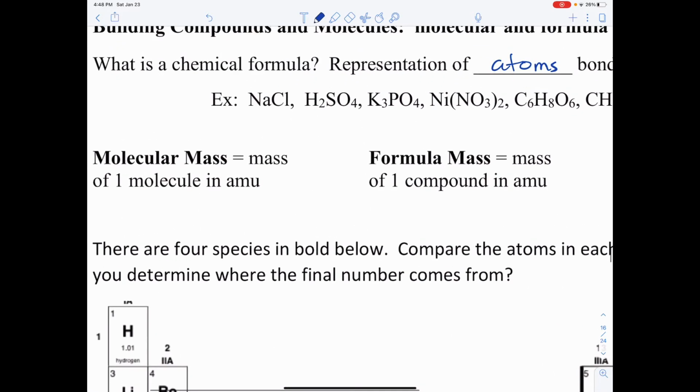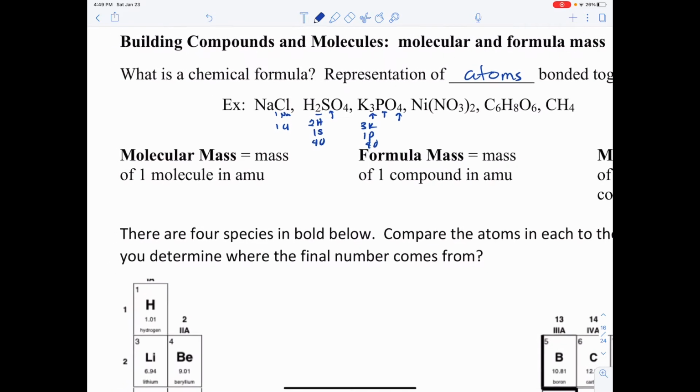So if there's nothing here and here, it's an understood 1, and it just means that there's 1 sodium and 1 chlorine. In this case, the little 2 means that there are 2 hydrogens, and there's 1 sulfur because there's nothing right there. It's understood 1, and there are 4 oxygens. This means that there are 3 potassiums, again understood 1 phosphorus, and 4 oxygens. That's how those little numbers work.